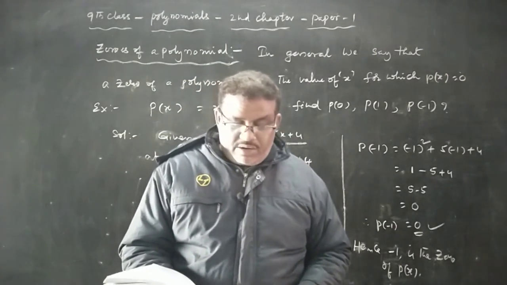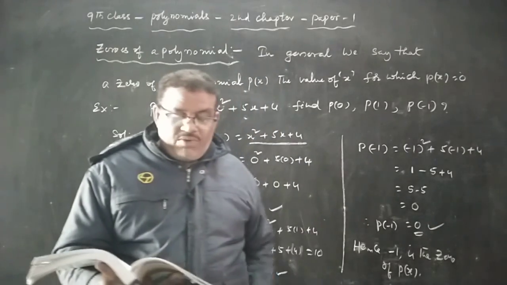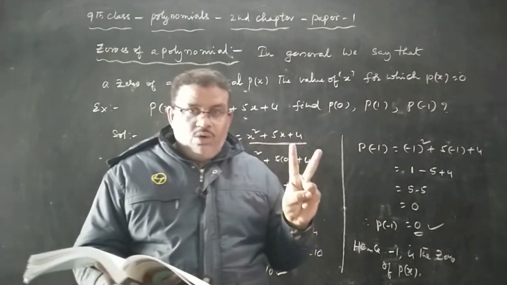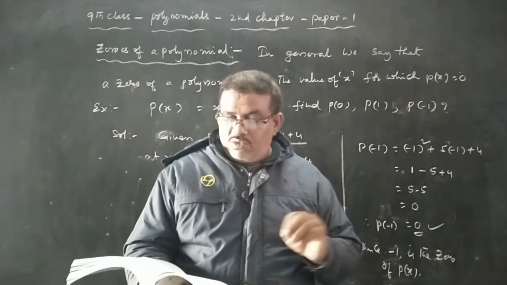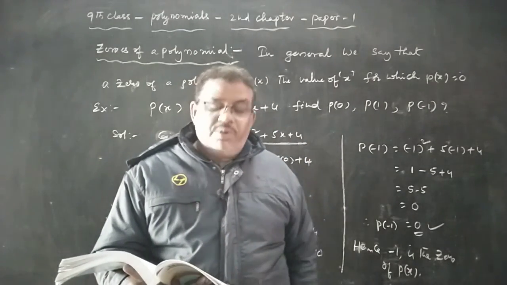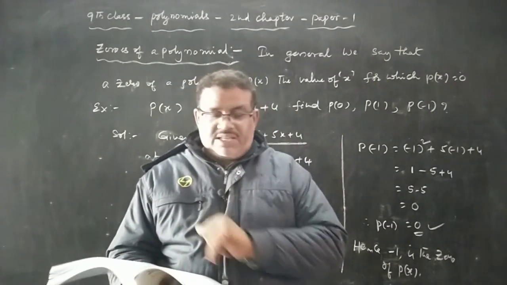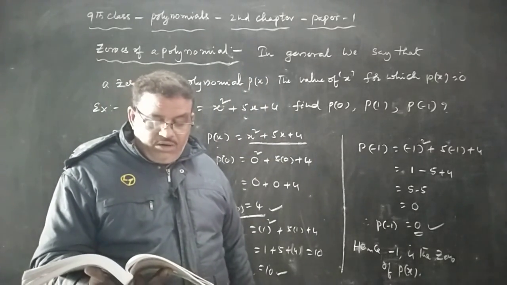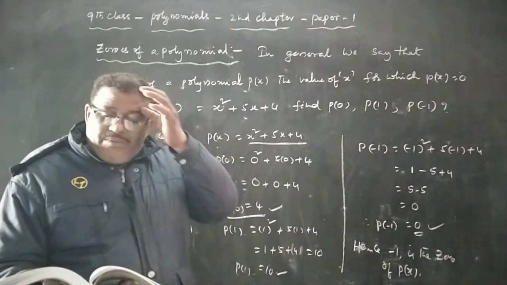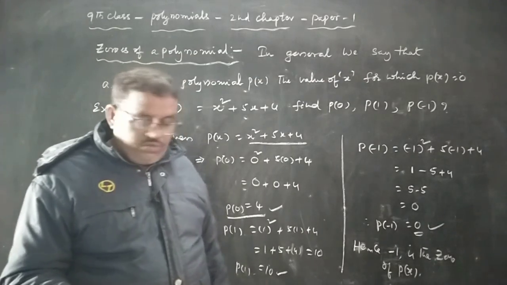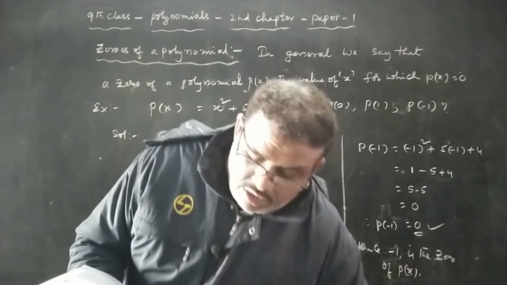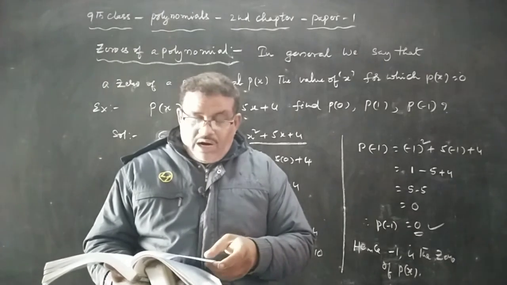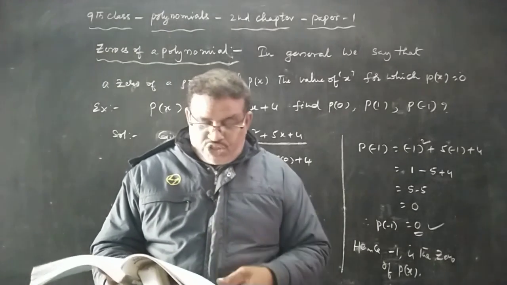Example 1 problems are there. Same model. Example 1: p of x is equal to x plus 2. Find p of 1, p of 2, p of minus 1, p of minus 2. What are the zeros of p of x plus 2? That means p of x. Same model, you have to do the problem example 1. The second problem is a little bit different, I will tell you. Okay children? So you have to do the problems on page number 33. Do these problems and example 1 on page 34.